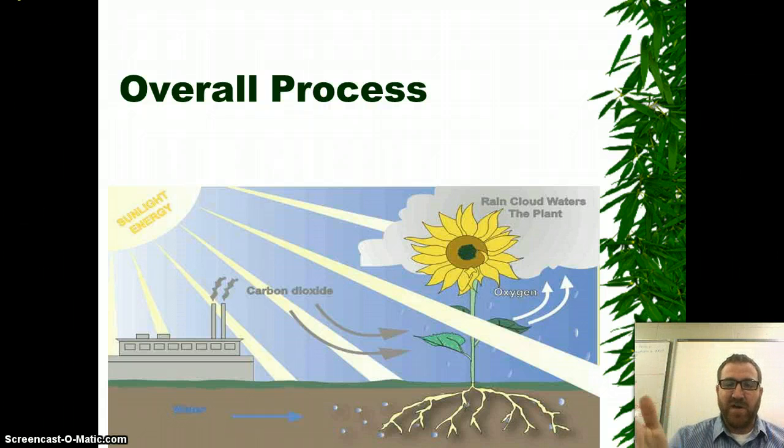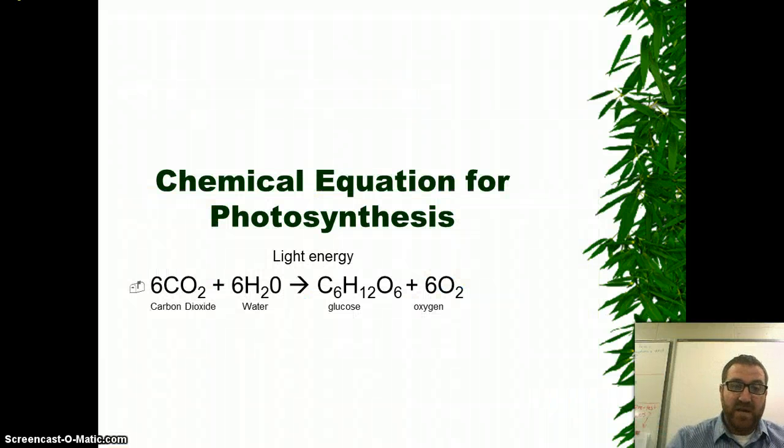Photosynthesis is going to generate oxygen and glucose, which is the fancy name for food for a plant. Chemical equation, for those of you that love equations, check it out. Carbon dioxide and water in the presence of sunlight will generate or create glucose and oxygen.